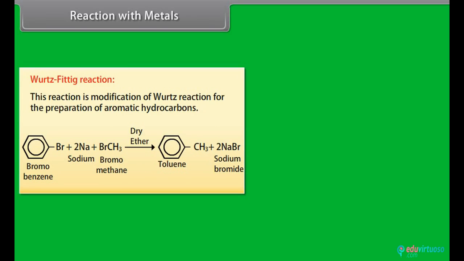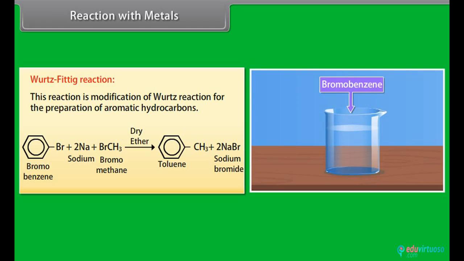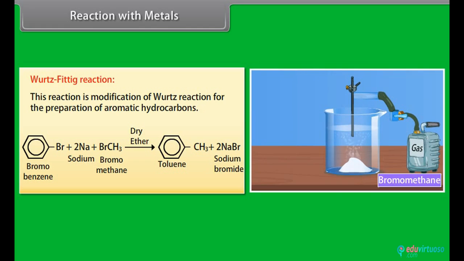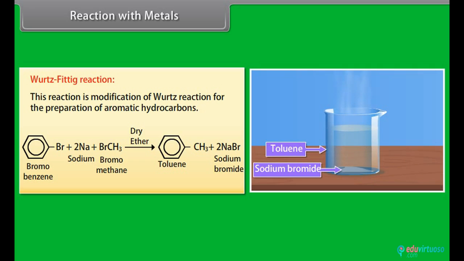This reaction is a modification of the Wurtz reaction for the preparation of aromatic hydrocarbons. In a solution of bromobenzene, add some sodium and bromomethane in the presence of dry ether, which reacts to give toluene and sodium bromide.